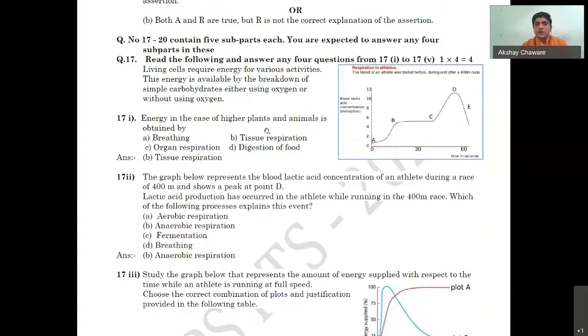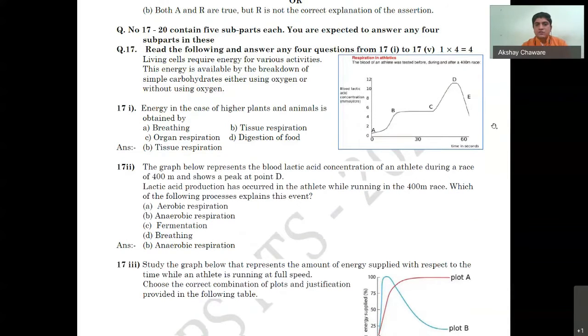Energy in the case of higher plants and animals is obtained by tissue respiration. It is related to the graph. The graph below represents the blood lactic acid concentration of an athlete during a race of 400 meters. It shows a peak at point D. Now, lactic acid production has occurred in the athlete while running in the 400-meter race. Which of the following processes explains this event? Anaerobic respiration.